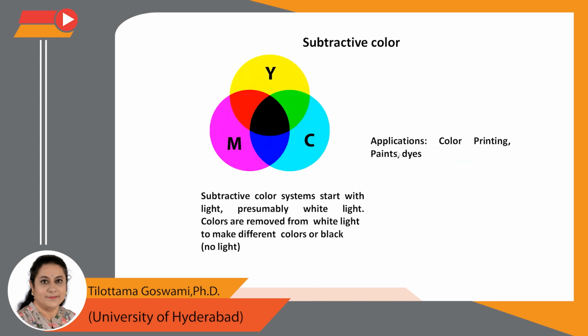The subtractive color. The commonly used subtractive primary colors are cyan, magenta and yellow. If you overlap all three in effectively equal mixture, all the light is subtracted, giving black. It starts with light, presumably white light. Colors are removed from the white light, that is subtracted, to make different colors, or the black, that is no light. Applications are color printing, paints, and dyes.